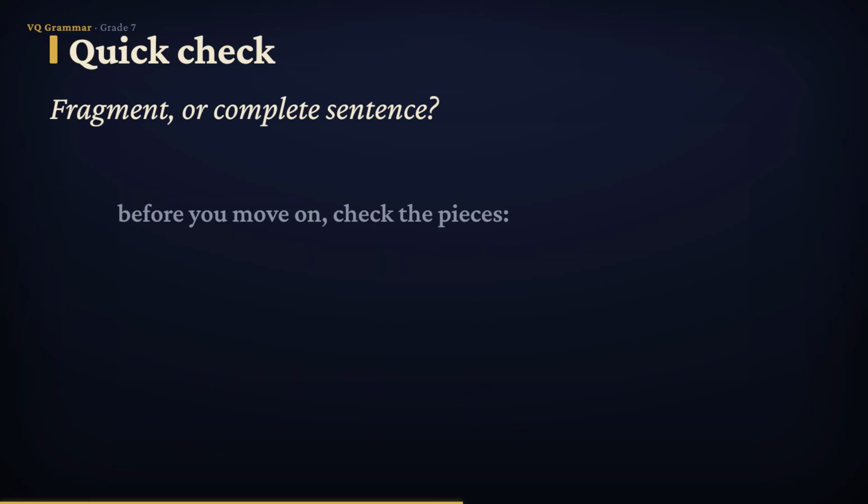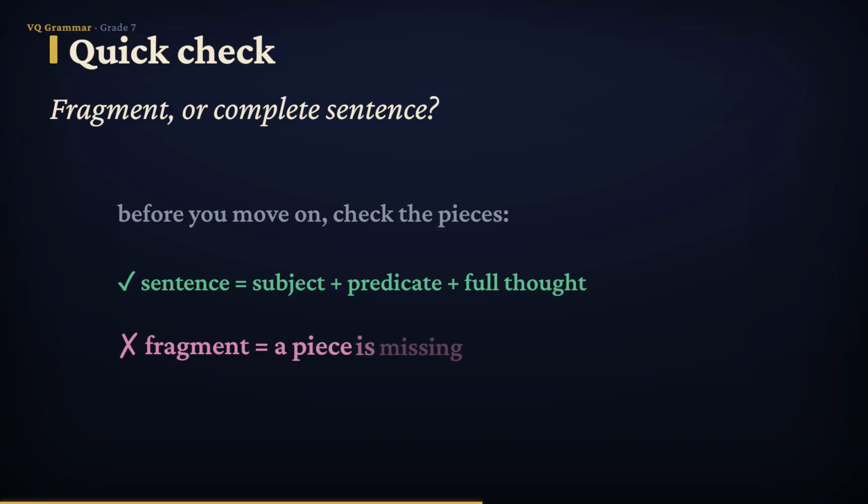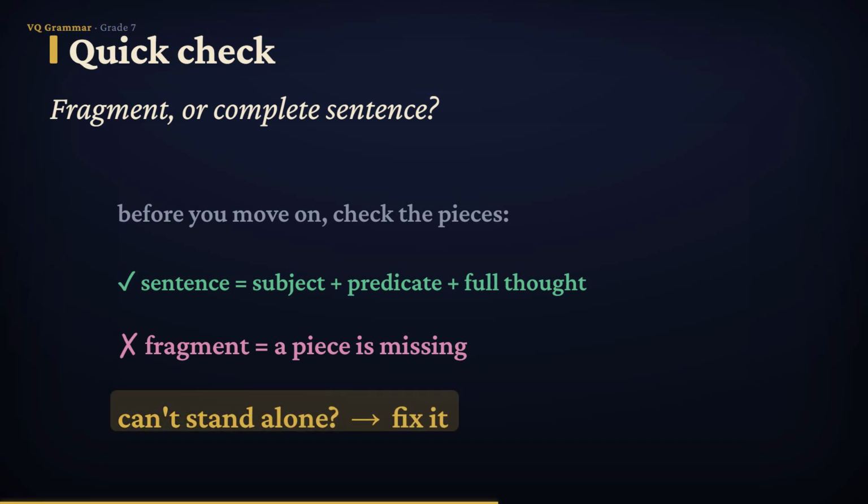Let's lock it in with a quick check. A complete sentence has all 3 pieces working together: a subject, a predicate, and a full thought. A fragment is any group of words where one of those pieces is missing, so it can't stand on its own. Whenever a group of words can't stand alone, don't leave it broken. Fix it. Alright, let's practice.